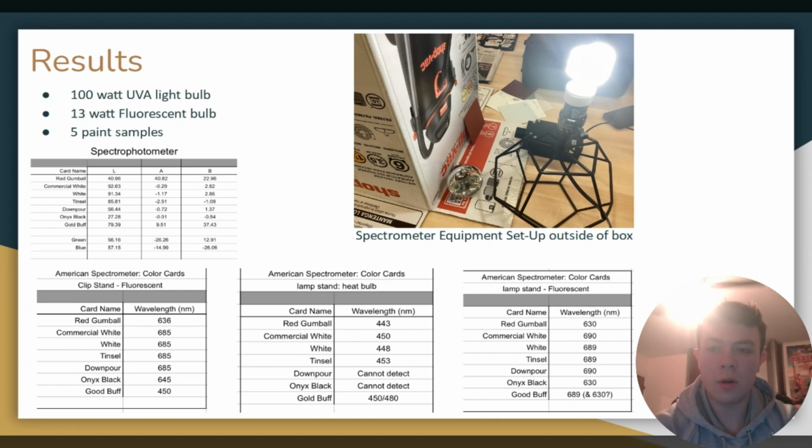For the spectrophotometer, it gave very consistent readings as we saw in the last picture. And for the American spectrometer, we used different situations with the fluorescent bulb, the UVA light bulb, and a different stand for each one of them. So we were experimenting with different backgrounds for our testing, and we got significantly different results between the fluorescent and heat bulb, but we got pretty consistent results between fluorescent bulbs even with different lampstands.